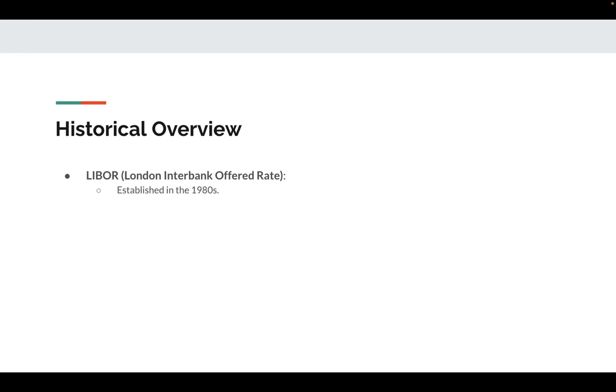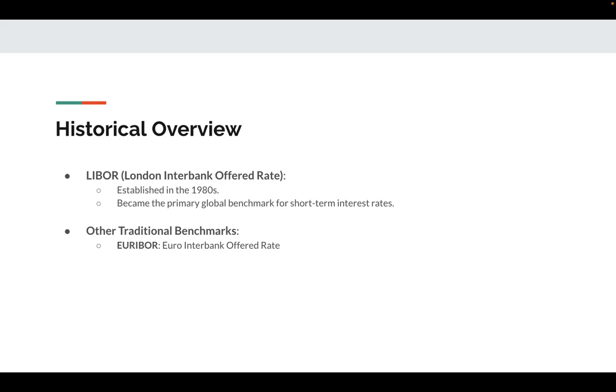The other traditional benchmark that was used was EURIBOR, the Euro Interbank Offered Rate. It was introduced in the euro in 1999, and it reflects the rates in the Eurozone. And there was the Tokyo Interbank Offered Rate, TIBOR. It was used in Japan, reflecting the Tokyo interbank market. These benchmarks played a crucial role in standardizing interest rates worldwide and acted as barometers for the health of the banking sector.